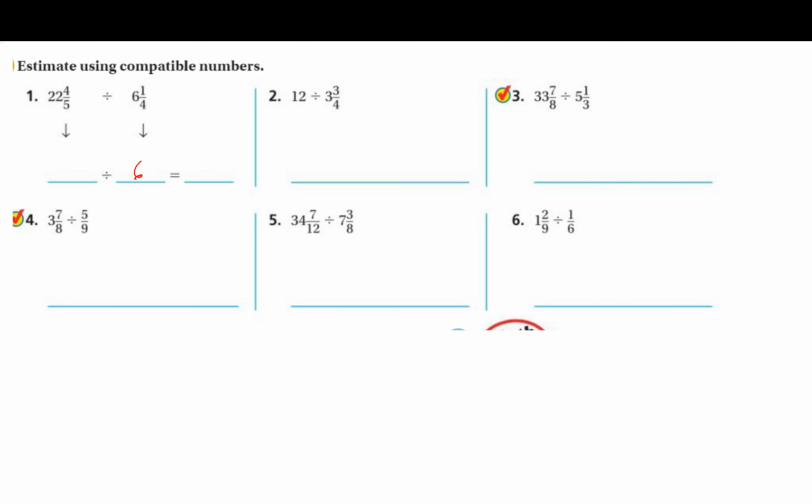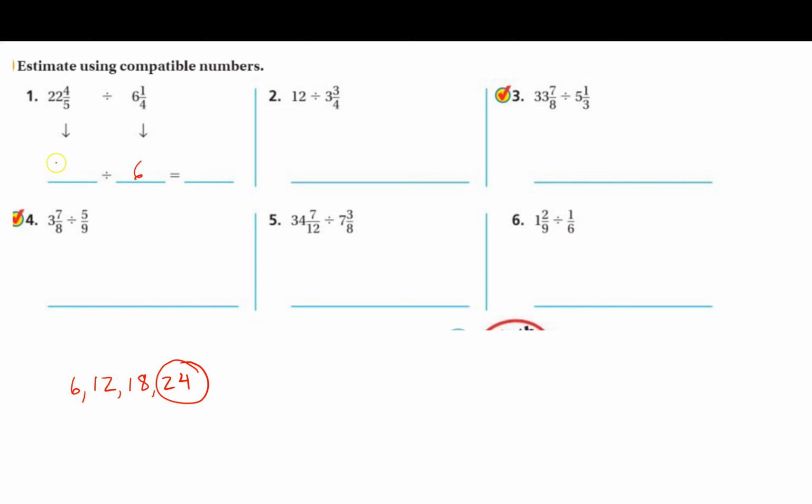Now, if you can see clearly what is going to be a good number here, then go ahead and write it in. But if you don't see it clearly, that's okay. Start counting by 6s and get as close to 22 and 4/5 as you can. So if I count by 6s, 6, 12. And the reason I'm counting by 6s is because I want 6 to divide into this number very easily. 6, 12, 18, 24.